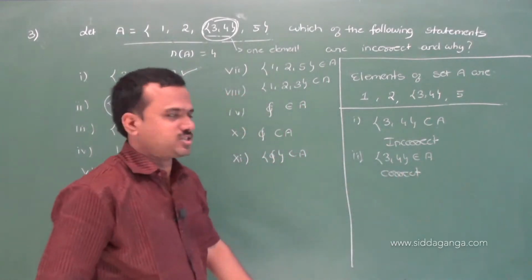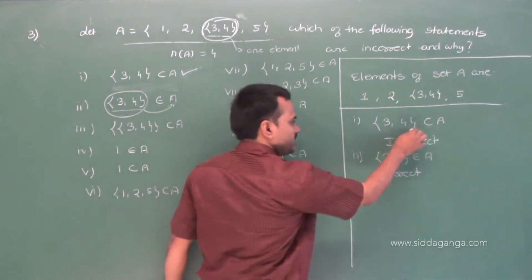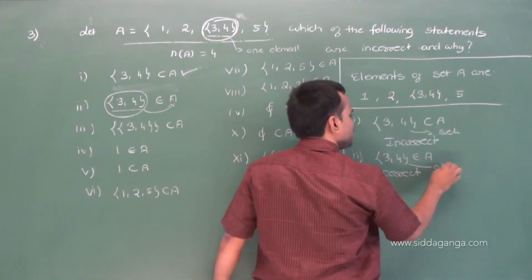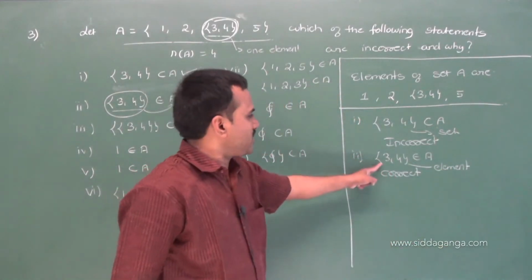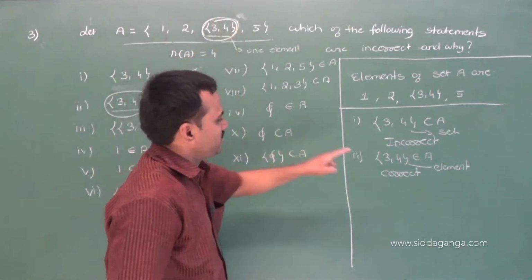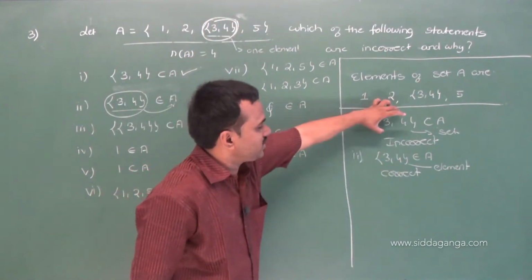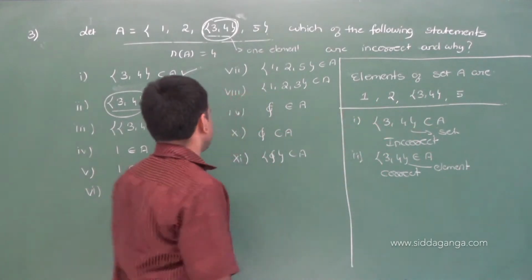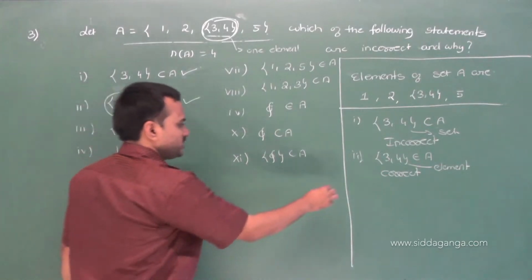It is correct. Here it is set. Here it is element. Here this one we treated as set. And here this one is treated as element. So, element. Yes. O is an element, belongs to A. Here 3, 4 is a set, does not belong to A. So it is correct. Second one is over. Then one more he has written, third one.